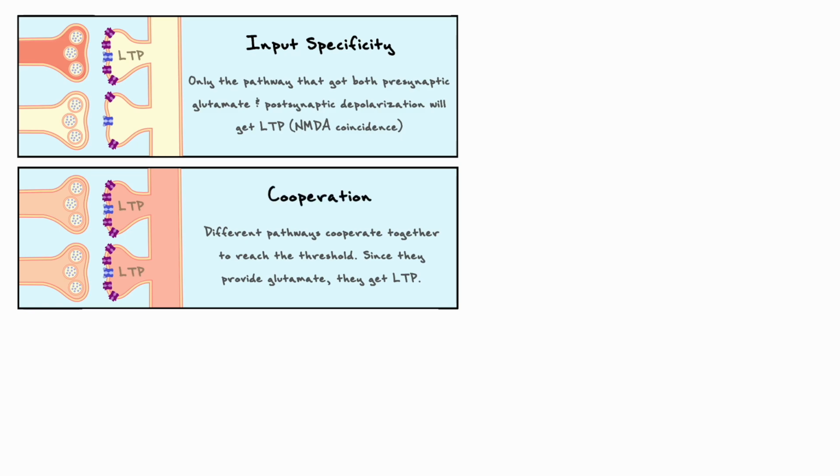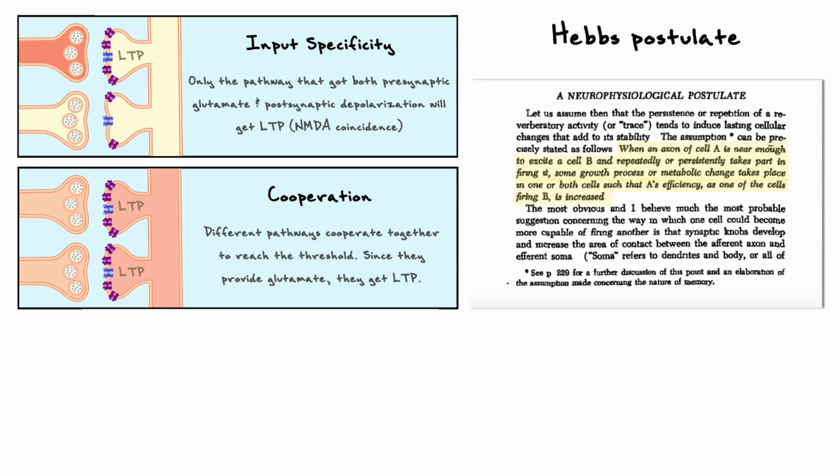Tied to this idea of cooperation, there was a very influential postulate written by Donald Hebb that said, when an axon of cell A is near enough to excite a cell B and repeatedly or persistently takes part in firing it, some growth process or metabolic change takes place in one or both cells such that A's efficiency, as one of the cells firing B, is increased. Basically, what he is saying in this quote is that when a group of presynaptic cells that on their own cannot make the postsynaptic cell fire manage to make it fire, then these connections should be strengthened. Accordingly, this postulate is often coined as cells that fire together, wire together.